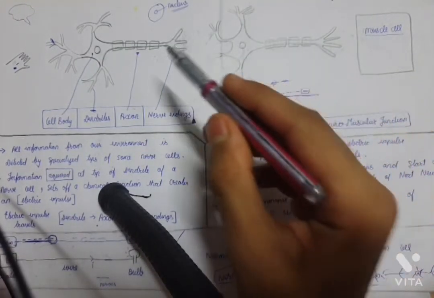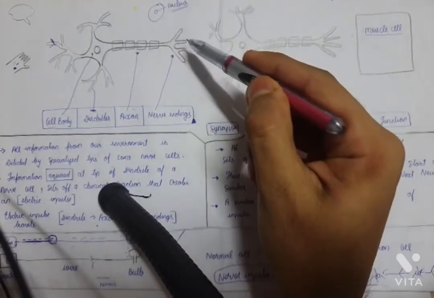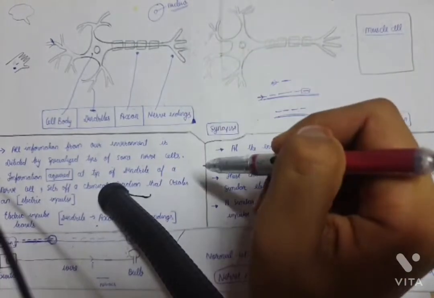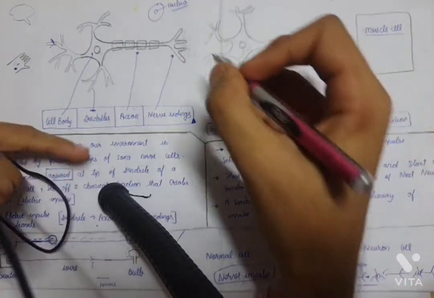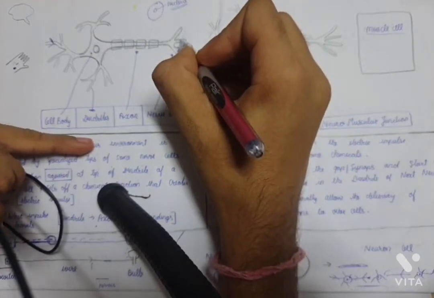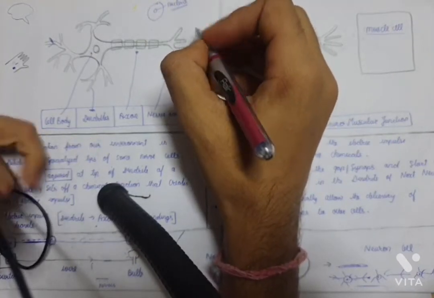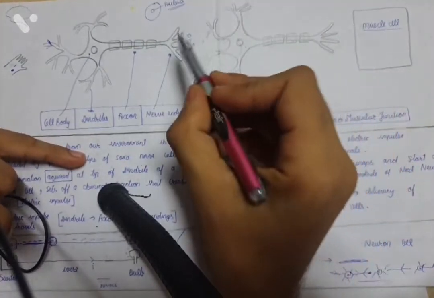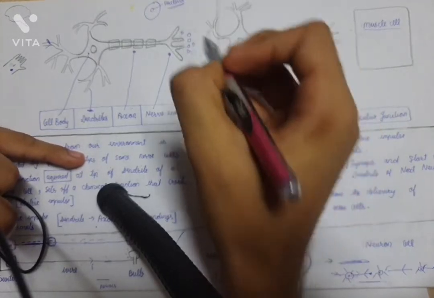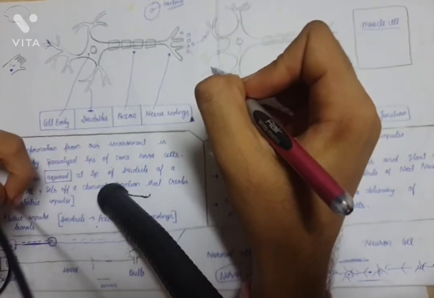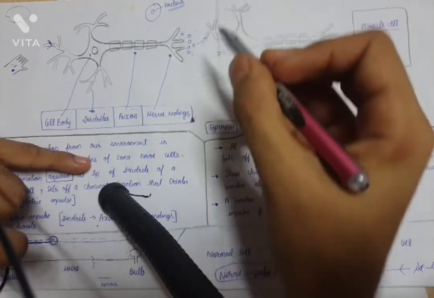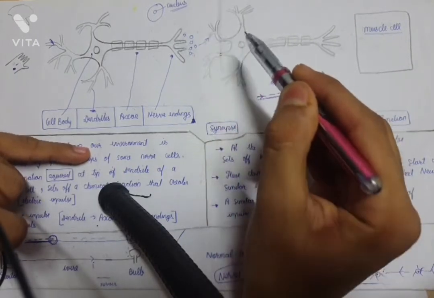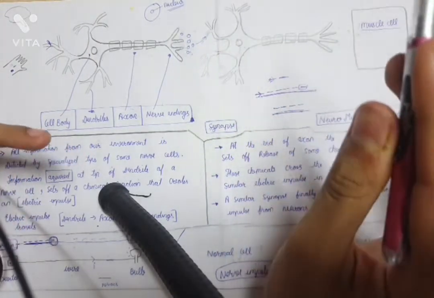So now you will be thinking that the information came from here to here. Now how will this information pass from here to here? There is a gap in between them. So what happens is that when the information reaches here, due to that information there is a release of some chemicals. Chemicals are released inside this gap, and these chemicals go to the dendrites of the next neuron, and from there they generate the electric impulse or the nerve impulse.